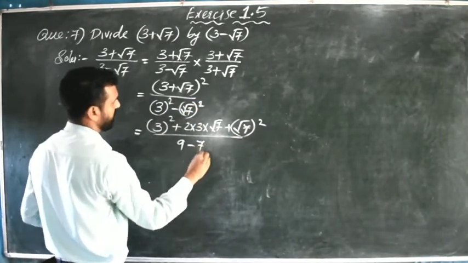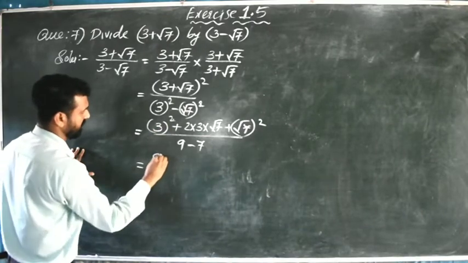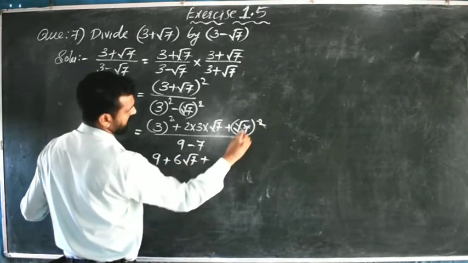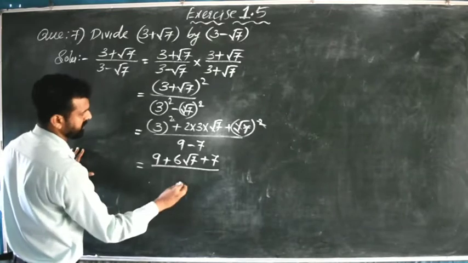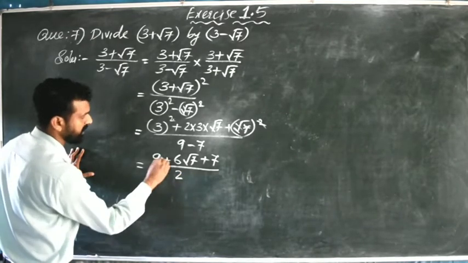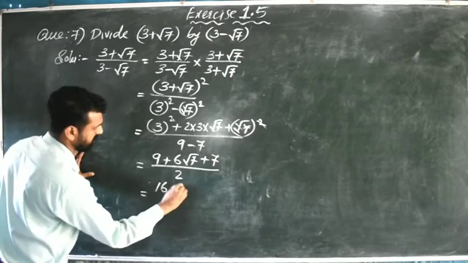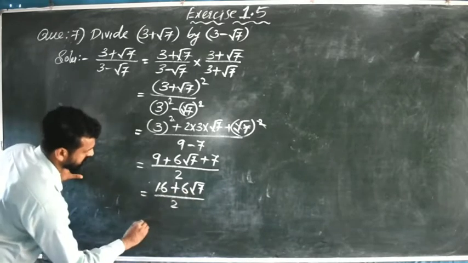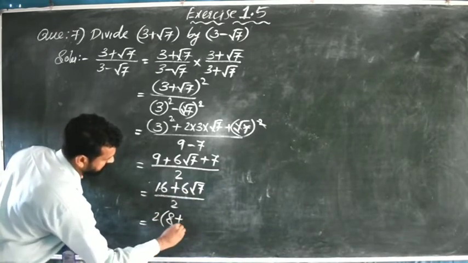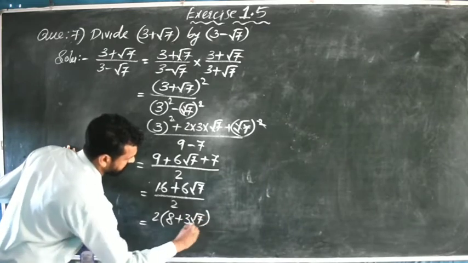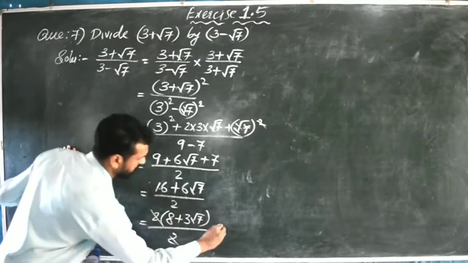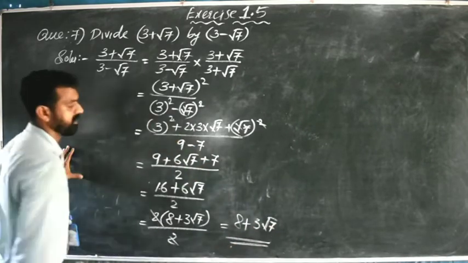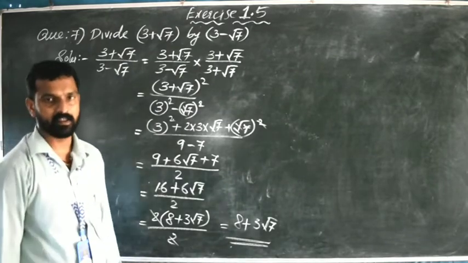That is equal to 3 square, 3 3s are 9, plus 2 3s are 6 root 7, 6 root 7, plus root 7 square, square and root cancel, 7, divided by 9 minus 7, that is 2. Then that is equal to 9 plus 7, 16, plus 6 root 7 divided by 2. From here we can take 2 as a common factor outside: 2 into 8, 2 8s are 16, plus 2 3s are 6, 3 root 7, divided by 2. 2 and 2 we can cancel. Then what is the answer? 8 plus 3 root 7. That is the answer.